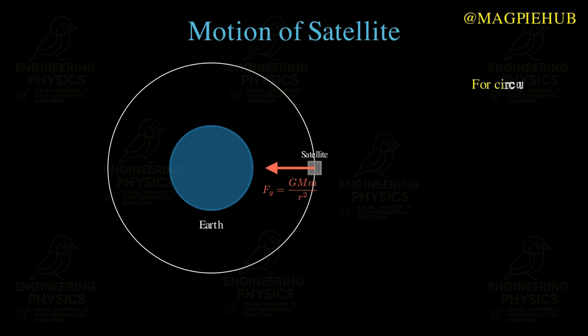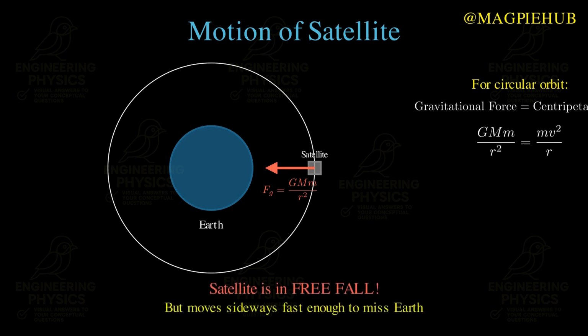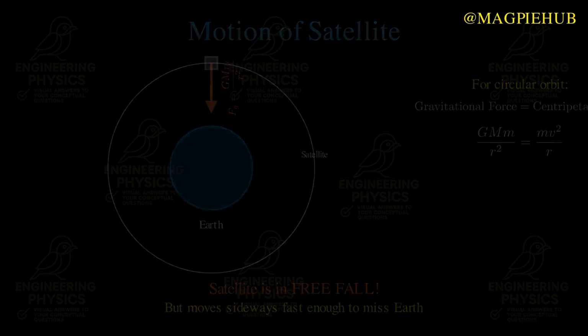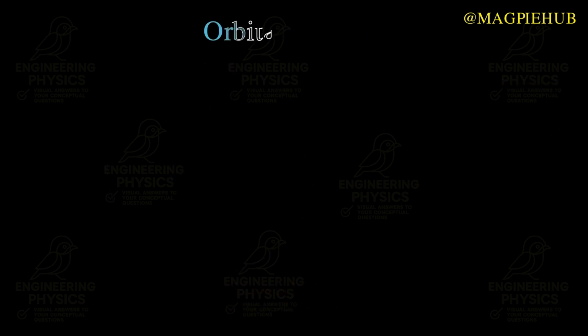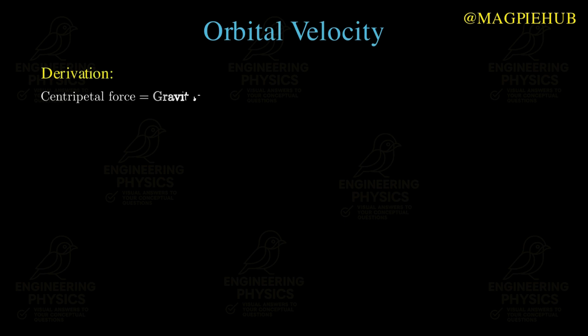Orbital velocity is the velocity needed to maintain circular orbit. From the balance of forces, m v_o squared by r equals GMm by r squared. Solving, v_o equals square root of GM by r, or square root of gR for near surface orbit. For Earth, orbital velocity near surface is about 7.9 km per second. Notice the beautiful relation. Escape velocity equals root 2 times orbital velocity. v_e equals root 2 times v_o. This is a frequently asked formula.